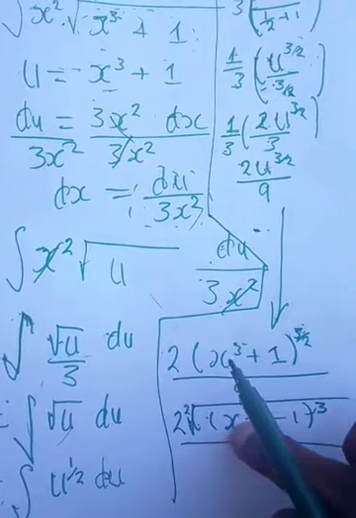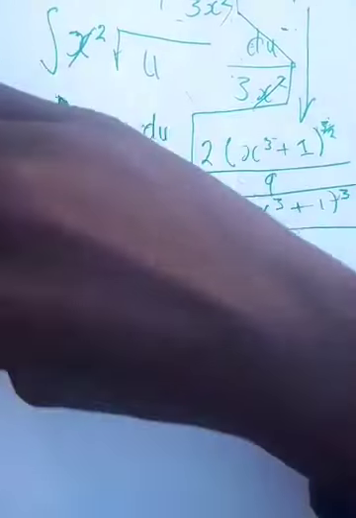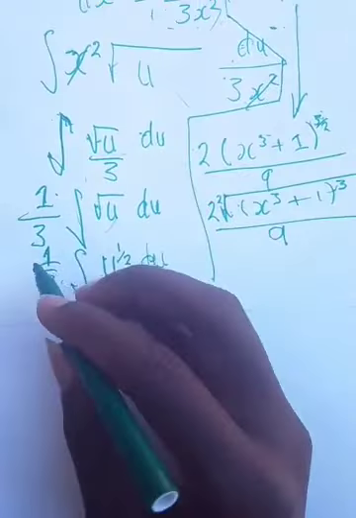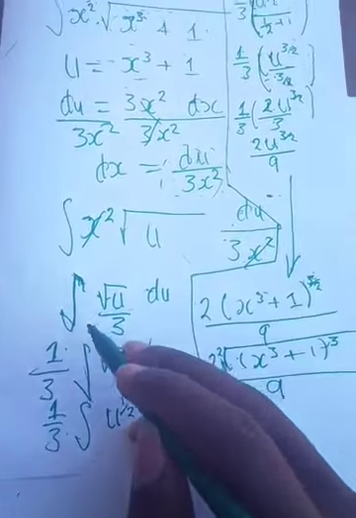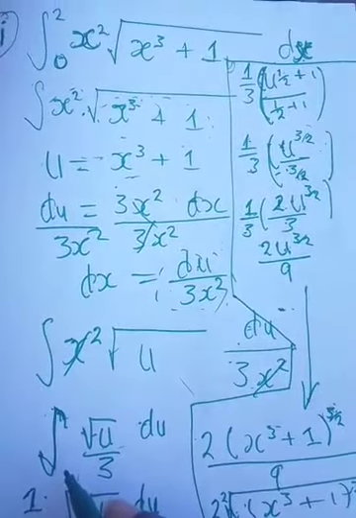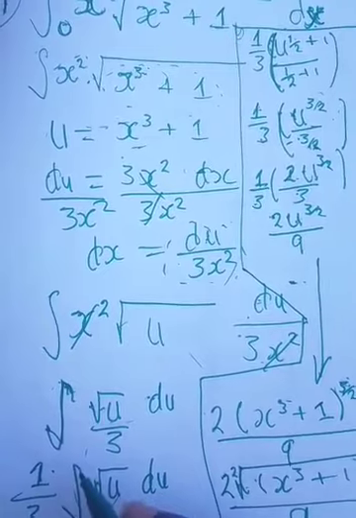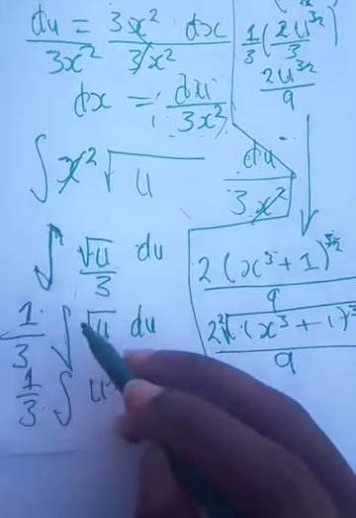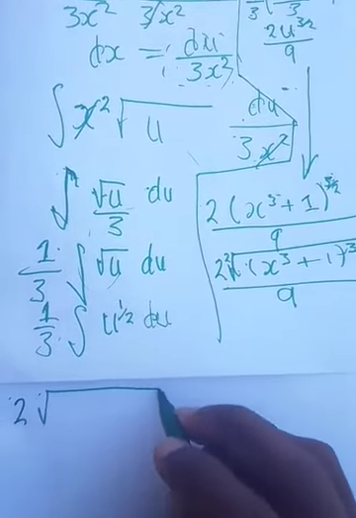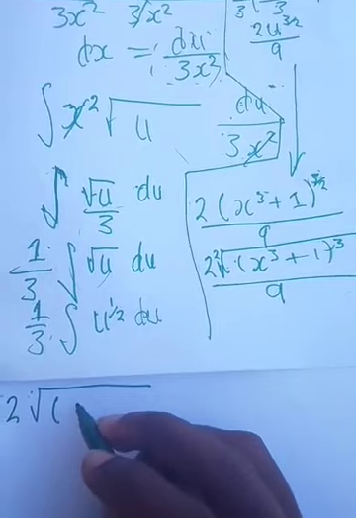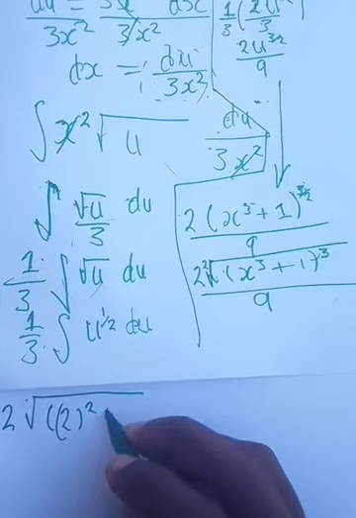Now let's apply the limits. So what we are going to do is that, remember that the upper limit, when you look at the initial question, which was right there, the upper limit is 2, right? The lower limit is 0. So I'm going to put, first let me write 2 square root. So where is x for the first one? I'll put the upper limit, which is 2 raised to the power of 2, right? Plus 1, right? Raised to the power of 3.